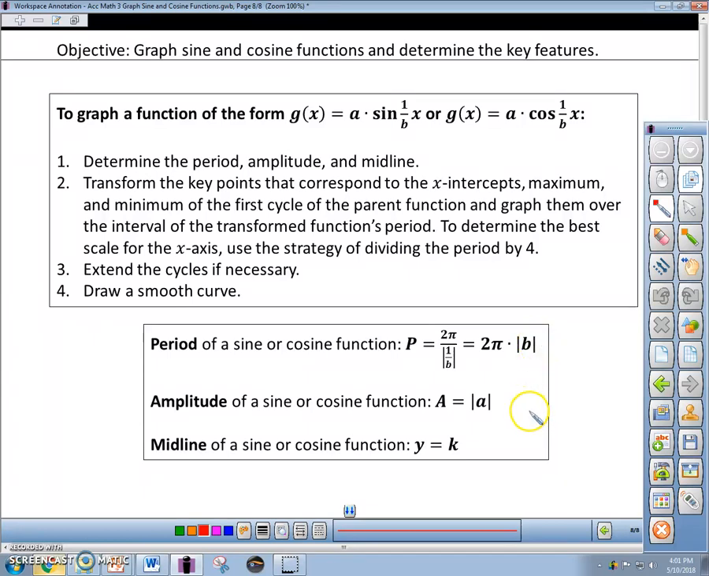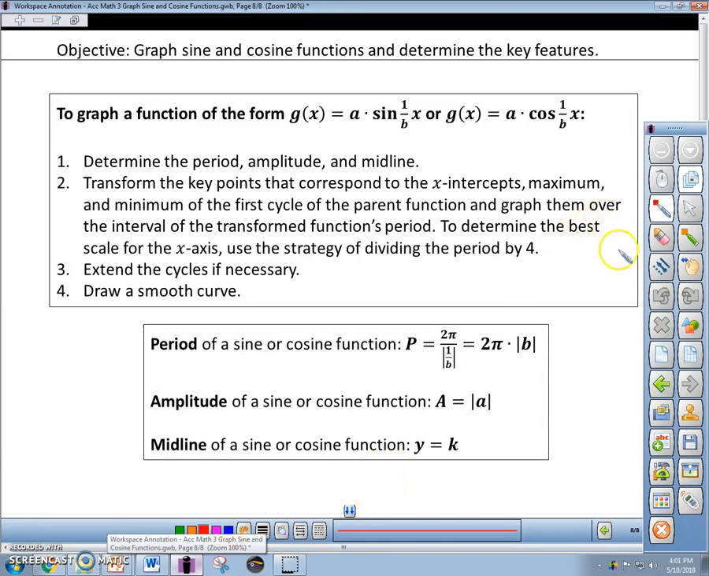All right, hi there. This is a continuation of the lesson on graphing sine and cosine functions, where we're looking at transformations of the parent functions of sine and cosine that have changes in amplitude, which would be a vertical stretch or compression or reflection across the x-axis, and also looking at a change in period, which would be a horizontal stretch or compression.